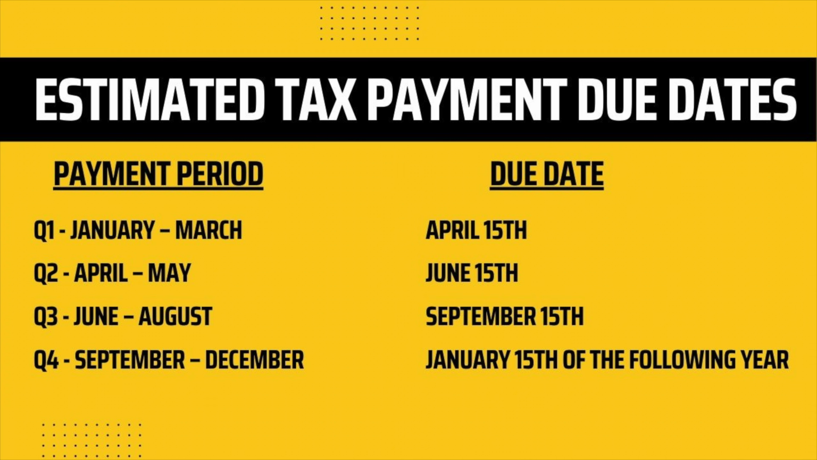So when are estimated tax payments due? Estimated tax payments are due on a quarterly basis. So we divide the year into 4 even periods, and then the due date is the 15th of the following month ending that period. So here are the due dates for your quarterly estimated tax payments. For Q1 payment period, which is January 1st through March 31st, that is due on April 15th. For Q2, which is April 1st through May 31st, that is due on June 15th. For Q3, which is June 1st through August 31st, that is due September 15th. And for Q4, which is September 1st through December 31st, that is due on the January 15th of the following tax year.